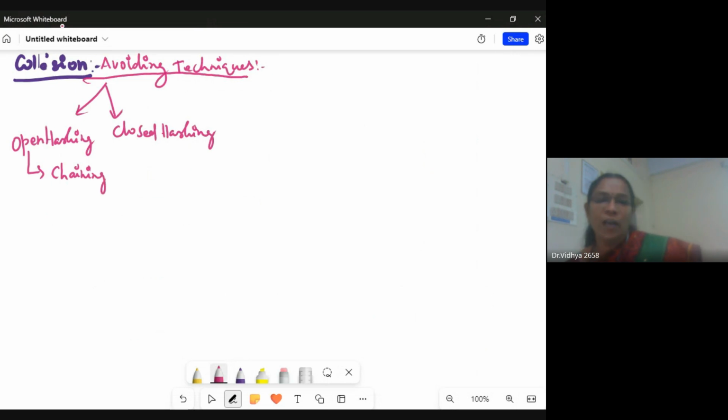Then the closed hashing technique. There are two subdivisions. One is linear probing. Linear probing technique.